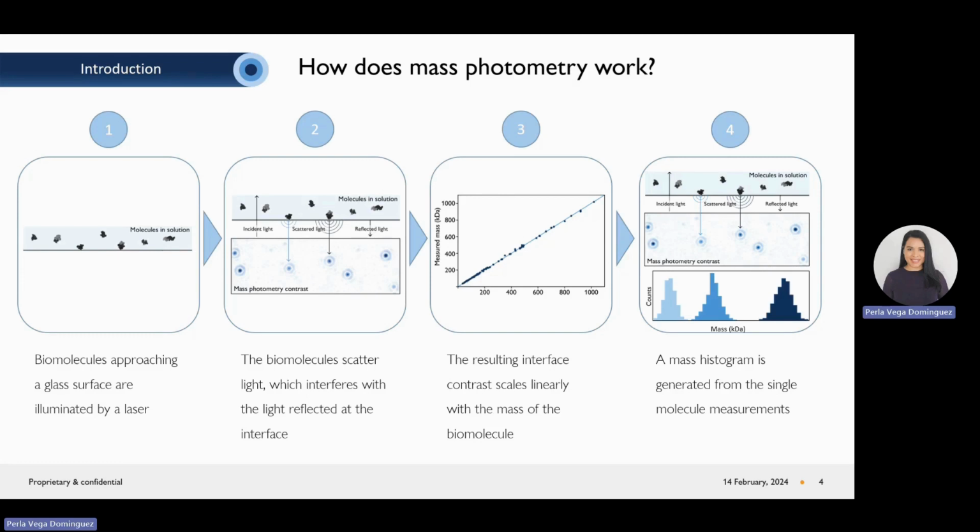So in a typical mass photometry experiment, we are going to detect the signal coming from particles landing onto the glass cover slip for a period of 1 minute, measure their contrast, and then transform that contrast into mass to ultimately provide a histogram that shows the mass distribution of the single particles that we have in the sample.